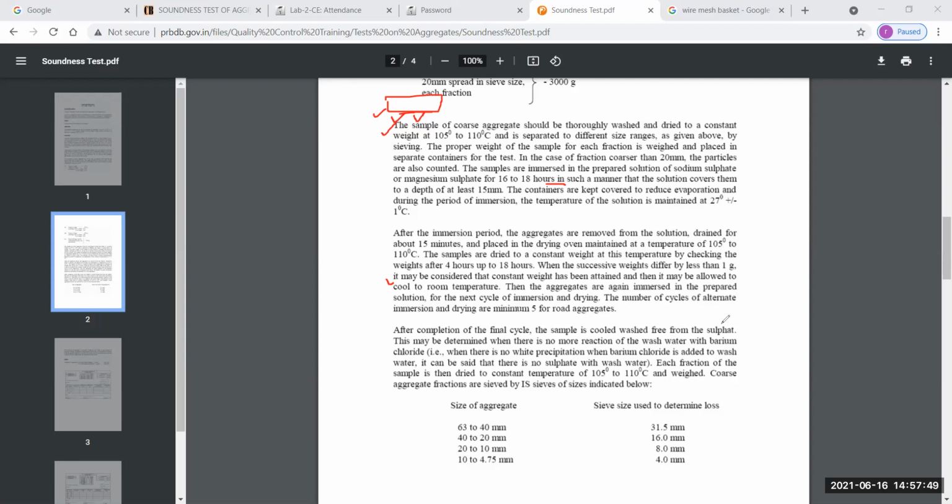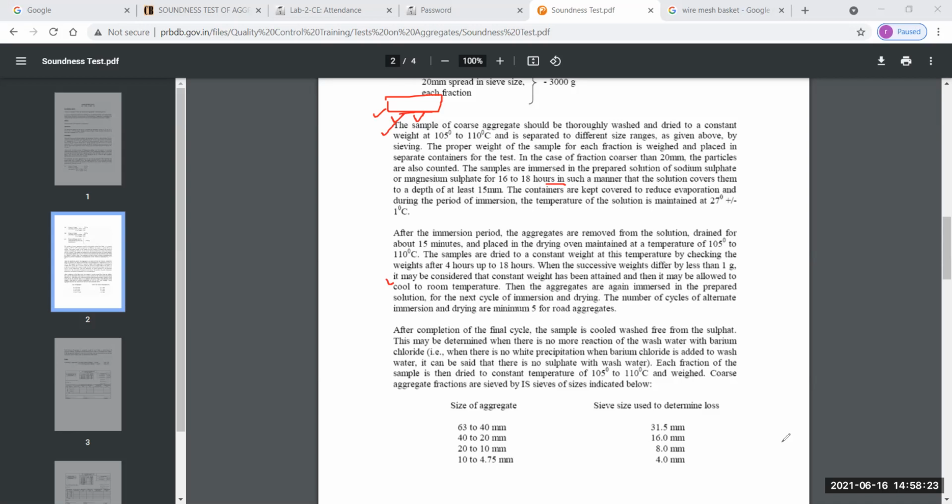After completion of the final cycle, the sample is cooled and washed free from the sulfate. This may be determined when there is no more reaction of the wash water with barium chloride, that is, when there is no white precipitation when barium chloride is added to the wash water. It can be said that there is no sulfate in the wash water. Each fraction of the sample is then dried at a constant temperature of 105 to 110 degrees centigrade and weighed.